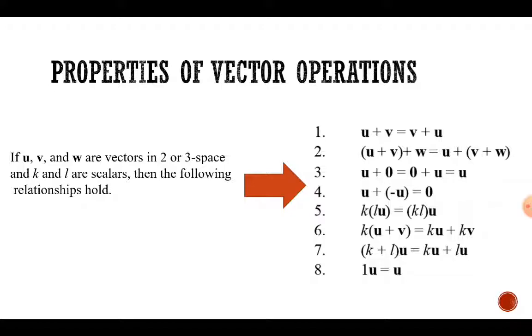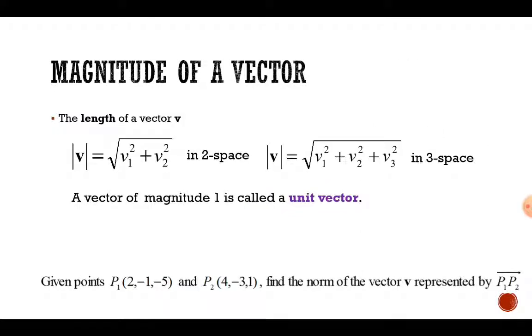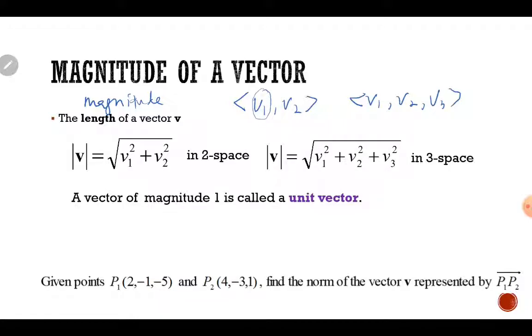So boleh tengoklah kat sini. Okay, and then now we come to this. We have the length of a vector V, ni sama dengan magnitude lah. Length is the same as the magnitude of vector. Kan kita ada 3 component of vector or 2 component of vector, sama ada V1, V2, ataupun kita akan ada V1, V2, V3. Alright. So, untuk dapat dia punya magnitude, dia punya value tu.